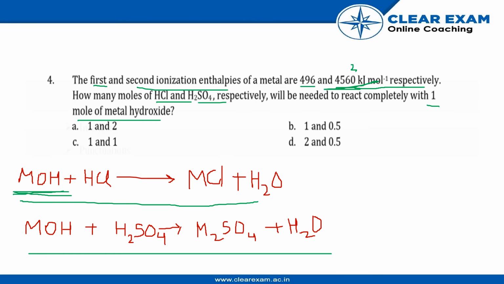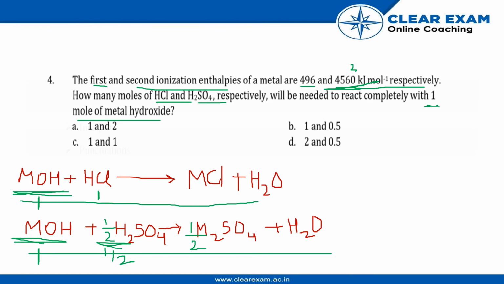And in the second equation, to balance it so that there is 1 mole of metal hydroxide, because that is what has been given to us in the question, we will balance it by adding half here and half here. Now the second equation is also balanced. So from this we can see that 1 mole of hydrochloric acid is required to react with 1 mole of MOH. And for the second reaction, half a mole of H2SO4 is required to react with 1 mole of MOH.